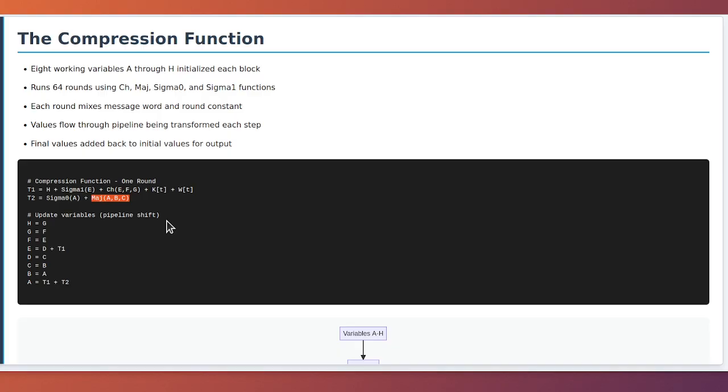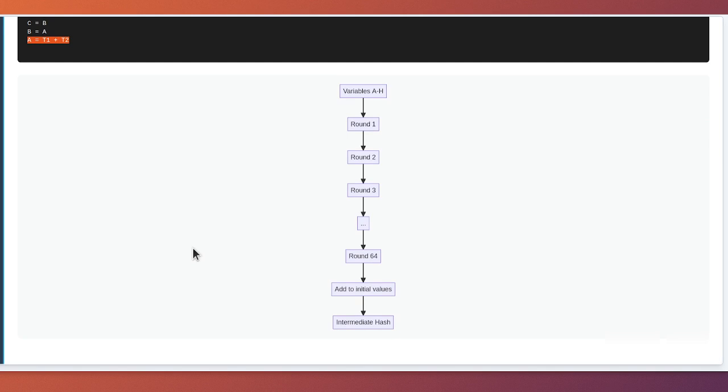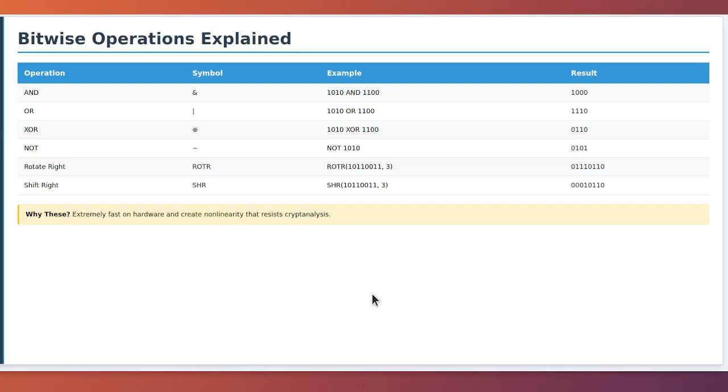After computing T1 and T2, we update the working variables. H gets the value of G, G gets F, F gets E, E gets D plus T1, D gets C, C gets B, B gets A, and A gets T1 plus T2. This creates a pipeline where values flow through the variables, being mixed and modified at each step. After all 64 rounds, we add the original starting values back to A through H to produce the intermediate hash value for this block.